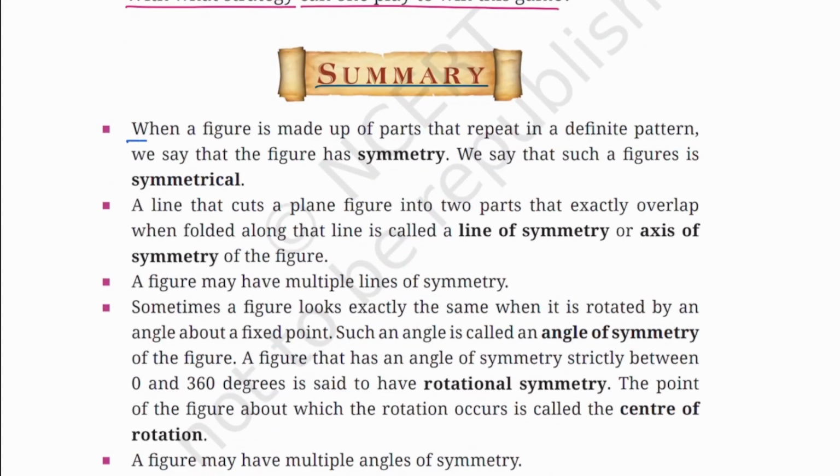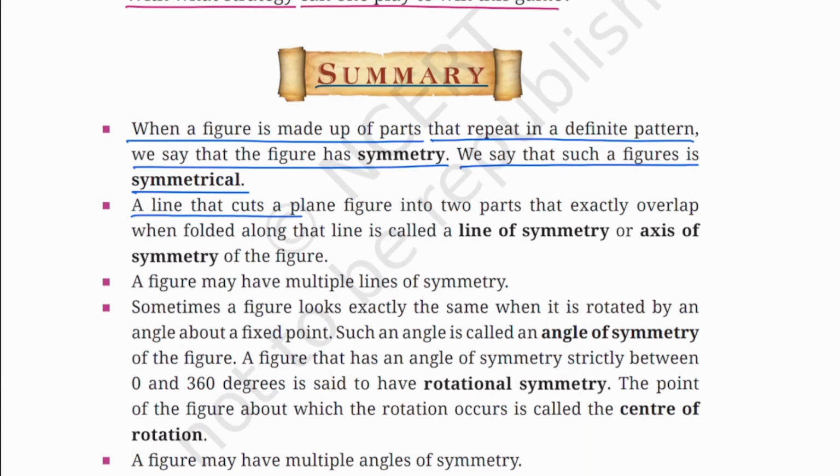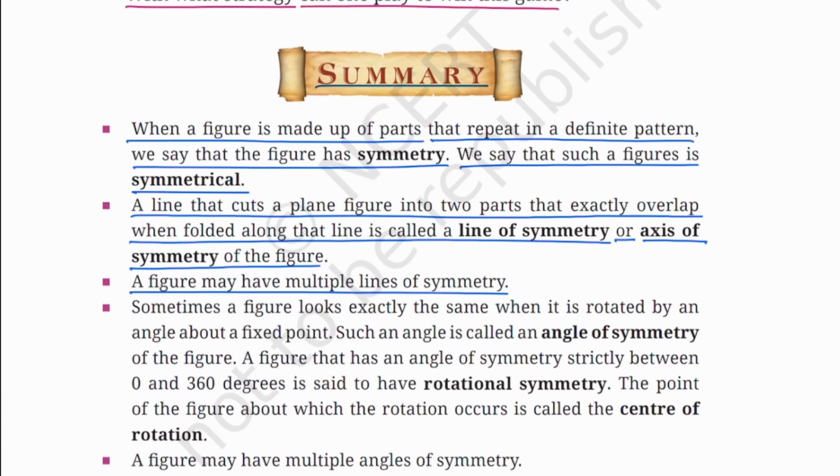Summary. When a figure is made up of parts that repeat in a definite pattern, we say that the figure has symmetry. We say that such a figure is symmetrical. A line that cuts a plane figure into two parts that exactly overlap when folded along that line is called a line of symmetry or axis of symmetry of the figure. A figure may have multiple lines of symmetry.